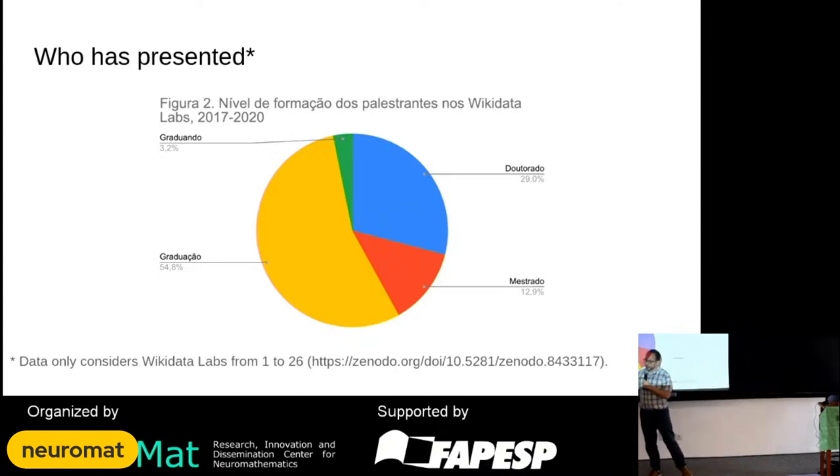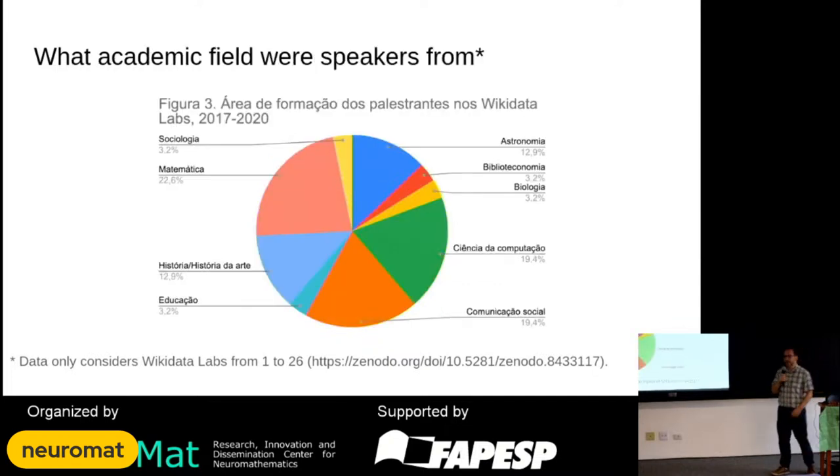actually presented, as the first more official presentation, by people who were just undergrads, who had just graduated. Some of them were actually still undergrads. And then, of course, we had people who already had PhDs and masters. But I think this provides a better understanding of who is in the room in terms of academic credentials. Another element that is really interesting is what fields the people who presented in Wikidata Labs 1 to 26 came from.